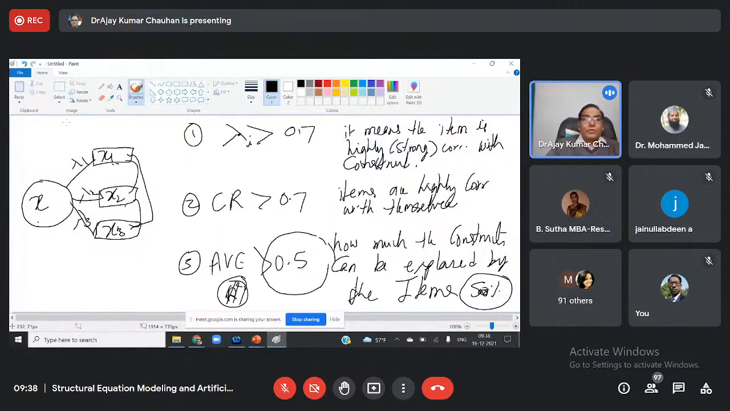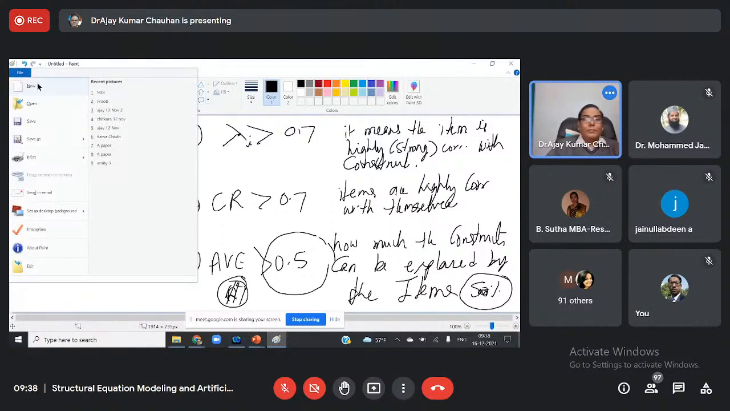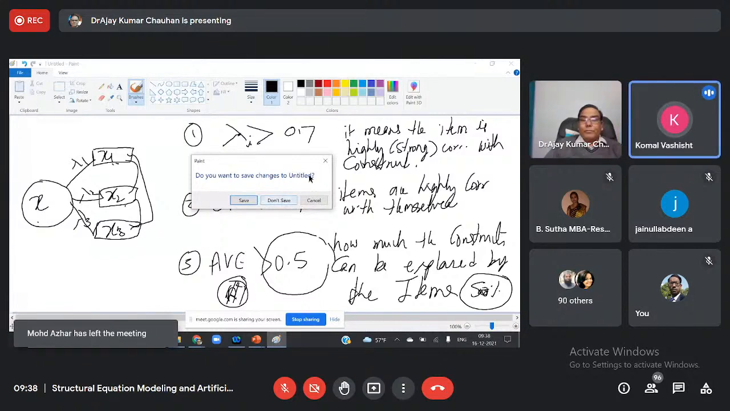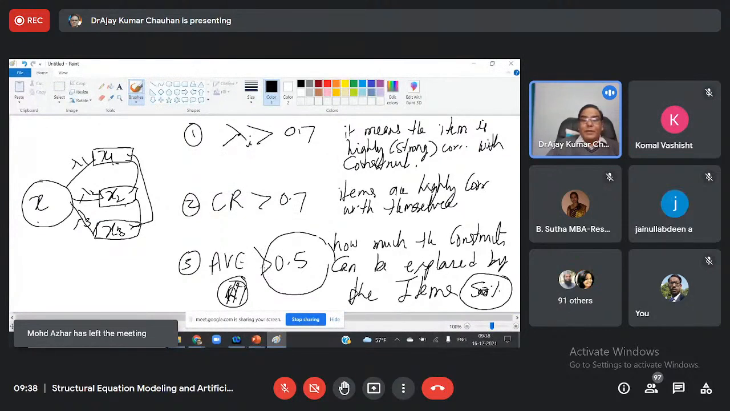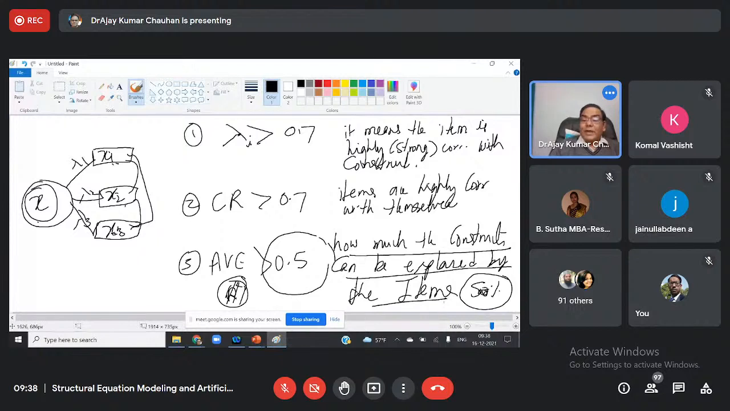Right, now let's talk about something more. So please explain the third point again. Yeah. So I am saying that because AVE depends upon the lambda square, right? The CR depends upon the lambda. AVE depends upon the lambda square. So whenever we explain the lambda square, it means how much these 3 items explain the variance of the construct, right? We want that at least 50%.